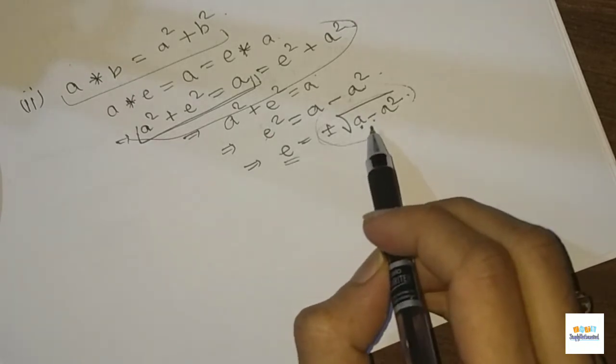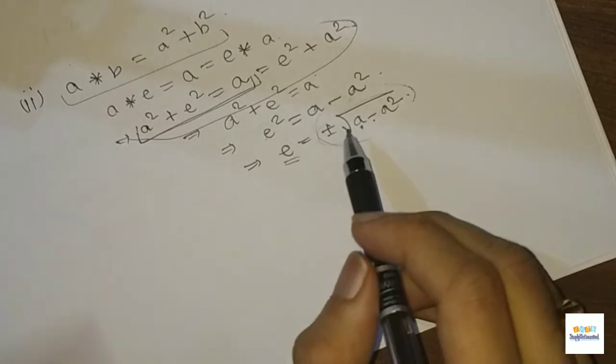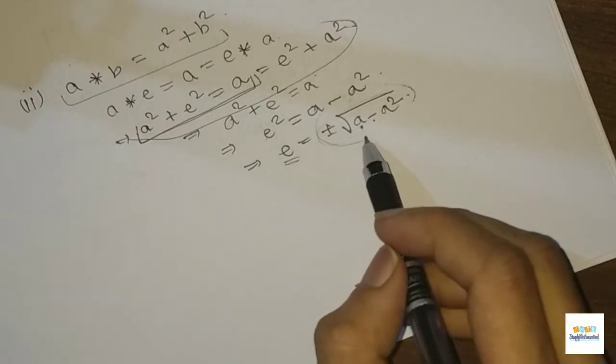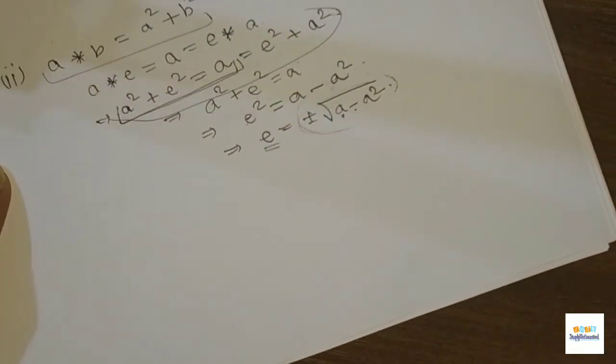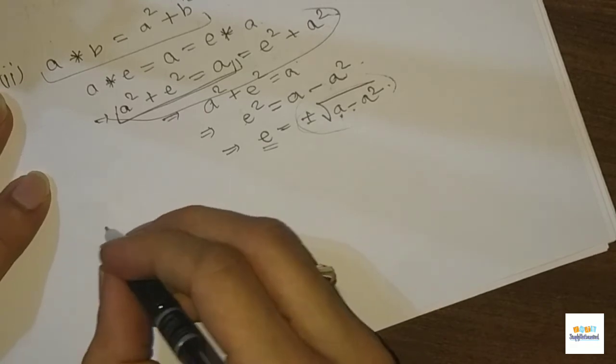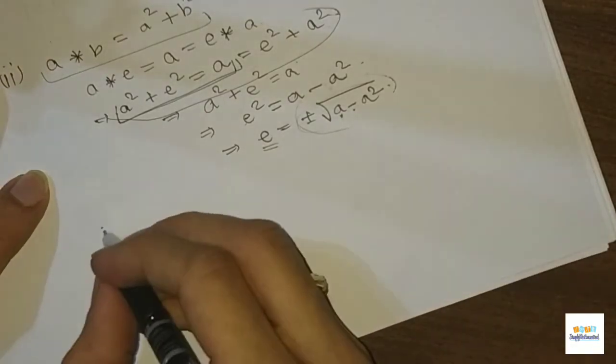Root of 1 by 4 is half, right? So plus or minus half. So there are different values of E for different values of A. So you don't have a unique value of E. See, E is a constant, right? E, that is the identity element for the binary operation, is a constant, okay? But you are getting different values of E for different values of A.